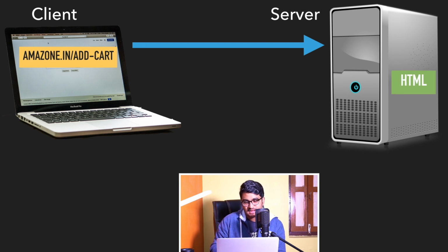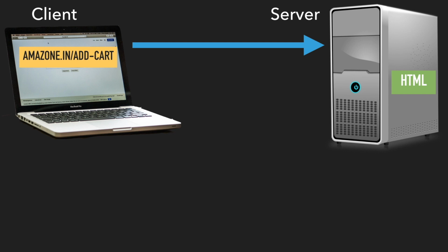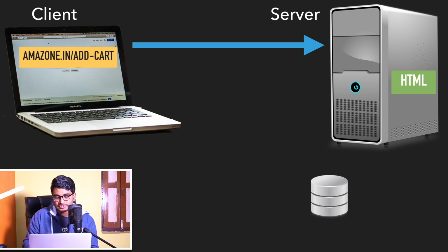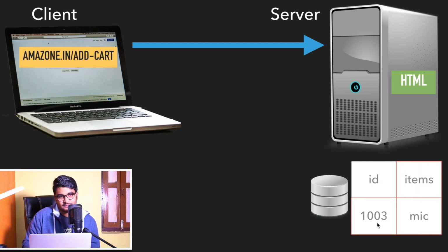Right now the server will again generate an HTML page according to the user specification, and it is also going to store that particular thing. Let's say I am user number 1. The server will mark me as some kind of number, let's say 1001, or some number just like that. So inside, the server will create an ID for me. Let's say 1003, and this user 1003 wants to purchase a mic. So he has added this particular thing inside the server memory.